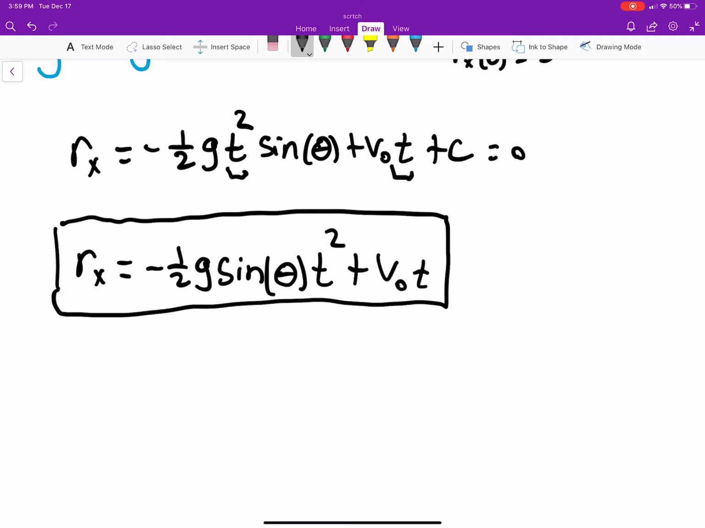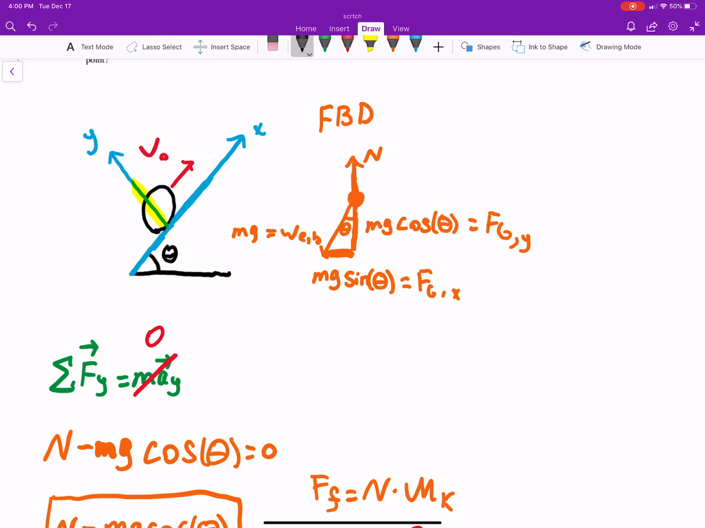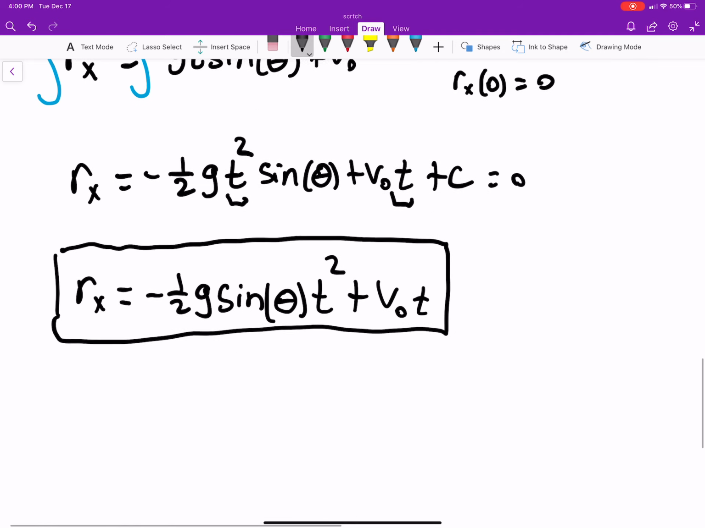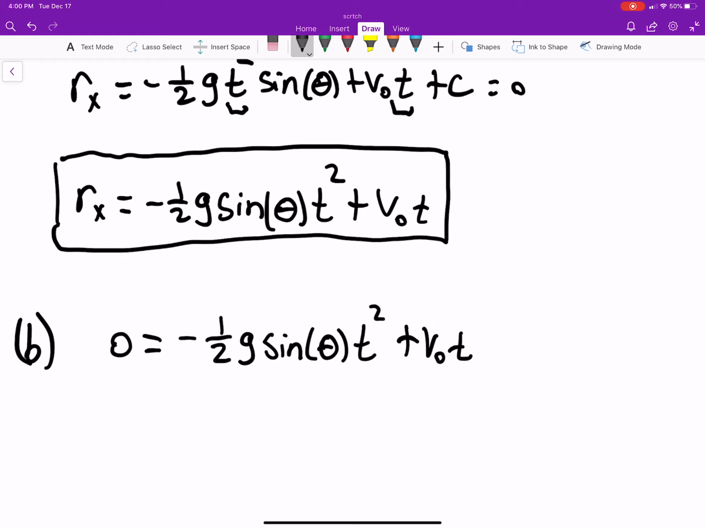So now we know the position. This describes the position of the puck. Remember, it's not moving in the y direction, so we only have to worry about the x direction of motion. Now it wants to know the time that the ball comes back to the starting position, which is our origin. So we can think of x as just being 0 there. So we can say 0 equals minus 1/2 g sine of theta times time squared plus v naught t.